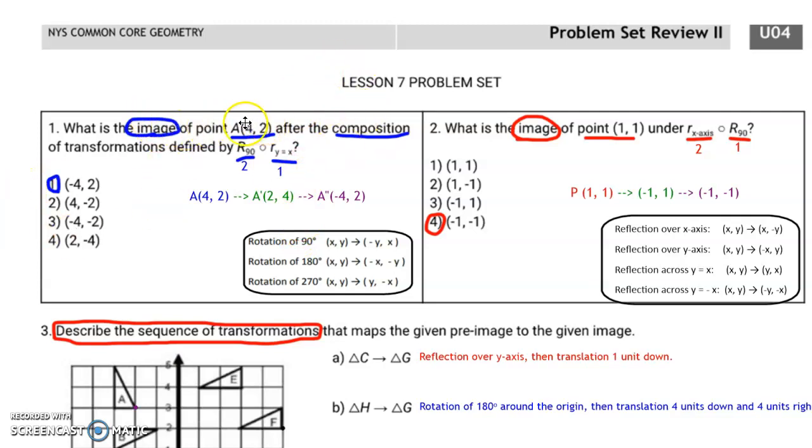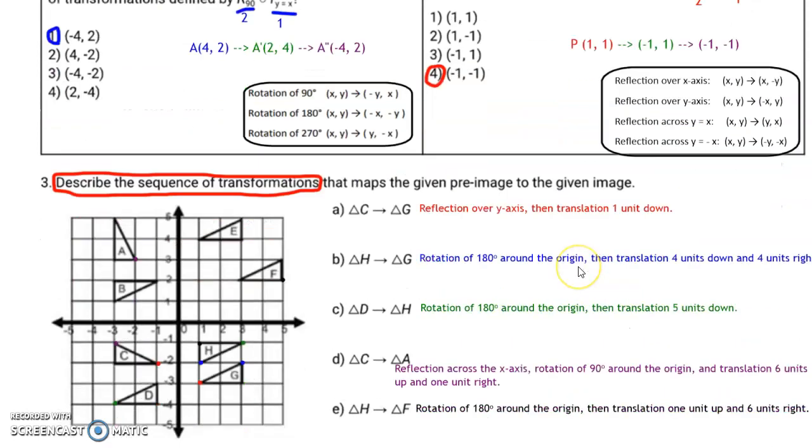The image of point A, which is 4, 2, after this composition of transformations. Remember, we talked about this in class. We're doing this one first and this one second. So the first one, we're going to reflect across the line y equals x. The rule is over here. Then we're going to rotate it by 90. The rule is here. Become familiar with these rules. The image of point 1, 1 under first a rotation of 90 and then a reflection across the x-axis. Just use the rules. You should be fine.